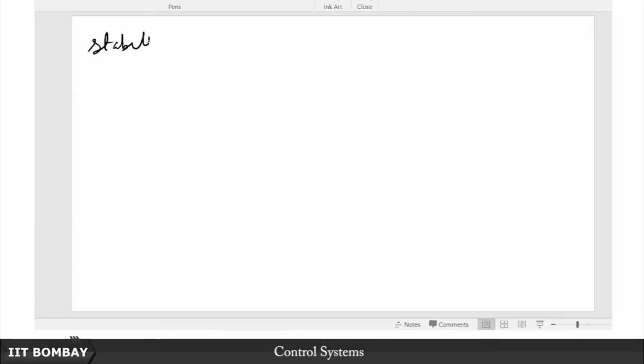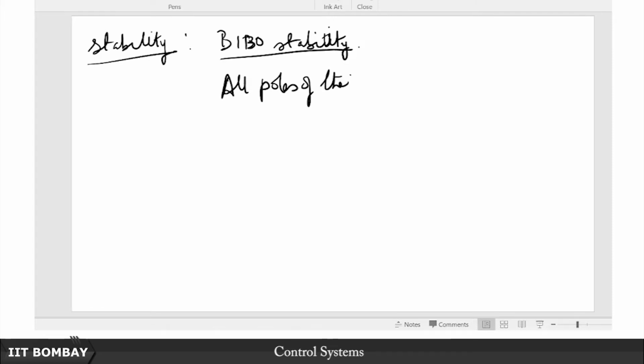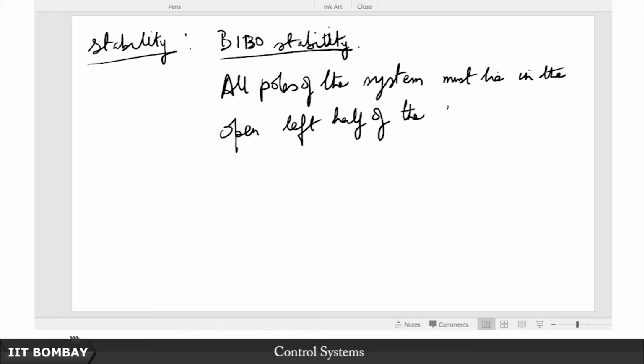So remember, just to recall, stability dictates that all of the poles must be in the left half of the complex plane. The stability notion that we now introduce is one of BIBO stability. BIBO stability means bounded input, bounded output stable. So for BIBO stability we desire that all poles of the system must lie in the open left half of the complex plane.